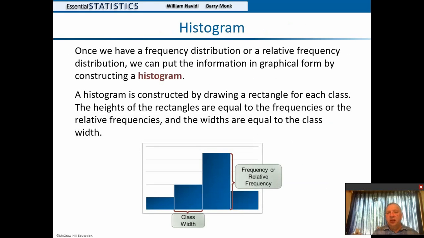And then we'll basically go through and build a bar chart. In this case, we're going to call it a histogram. Once we have a frequency distribution or a relative frequency distribution, we can put the information in graphical form by constructing a histogram. A histogram is constructed by drawing a rectangle for each class. So this is a class width now instead of just a bar chart for an individual item. The heights of the rectangles are equal to the frequencies or the relative frequencies, and the widths are equal to the class width.